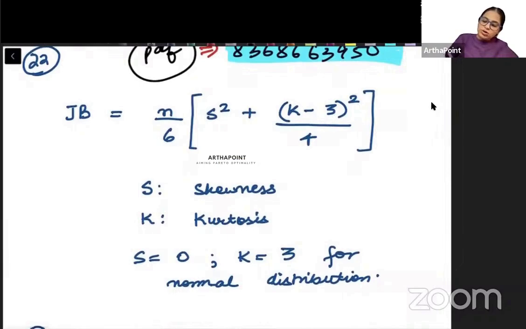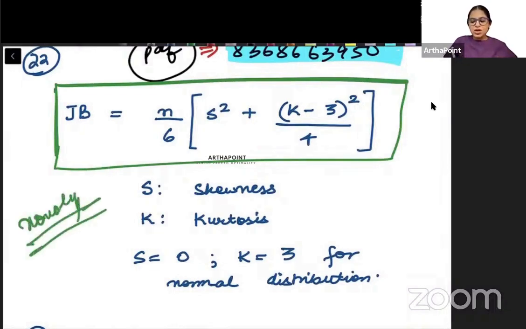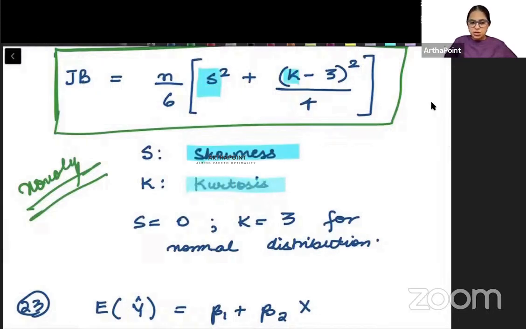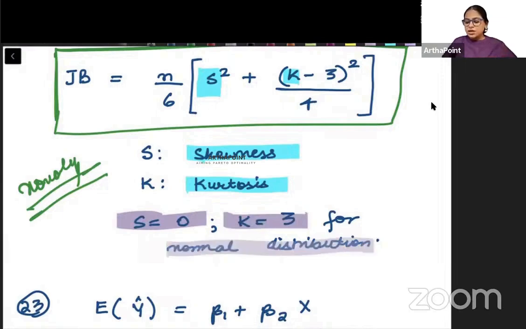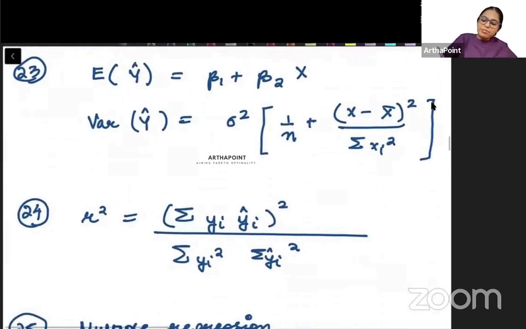Okay, now this is your JB statistic, right, which is used for normality testing. Now here in this JB stat, your S represents the skewness and K represents the kurtosis. Remember that when your skewness is 0 and your kurtosis is 3, then it is a normal distribution. Okay.